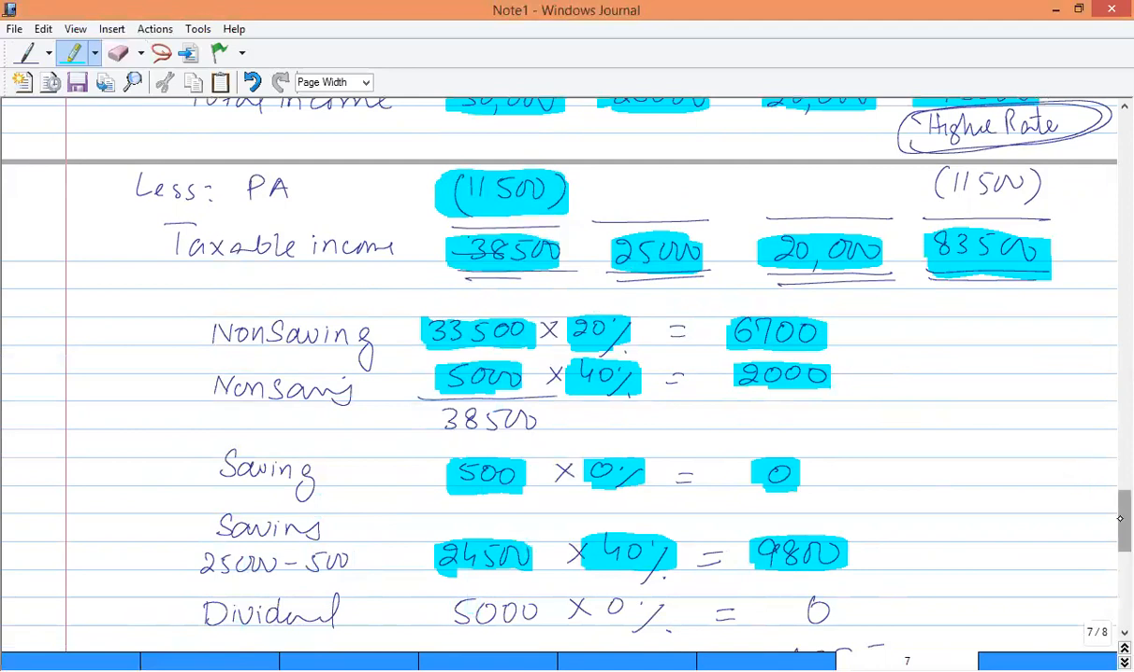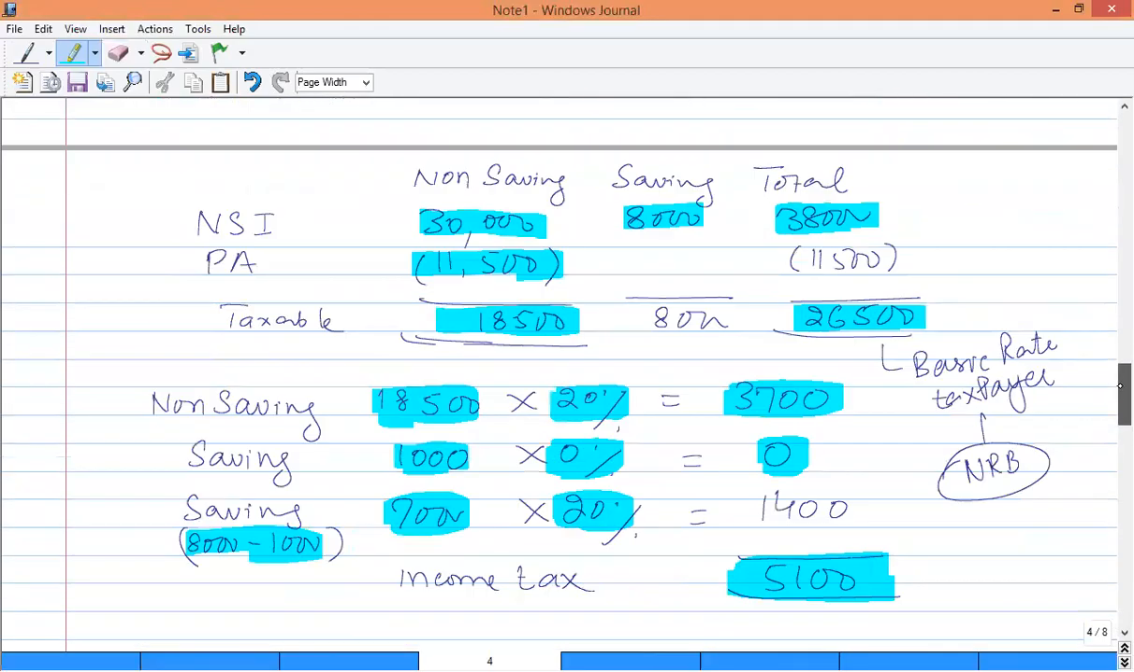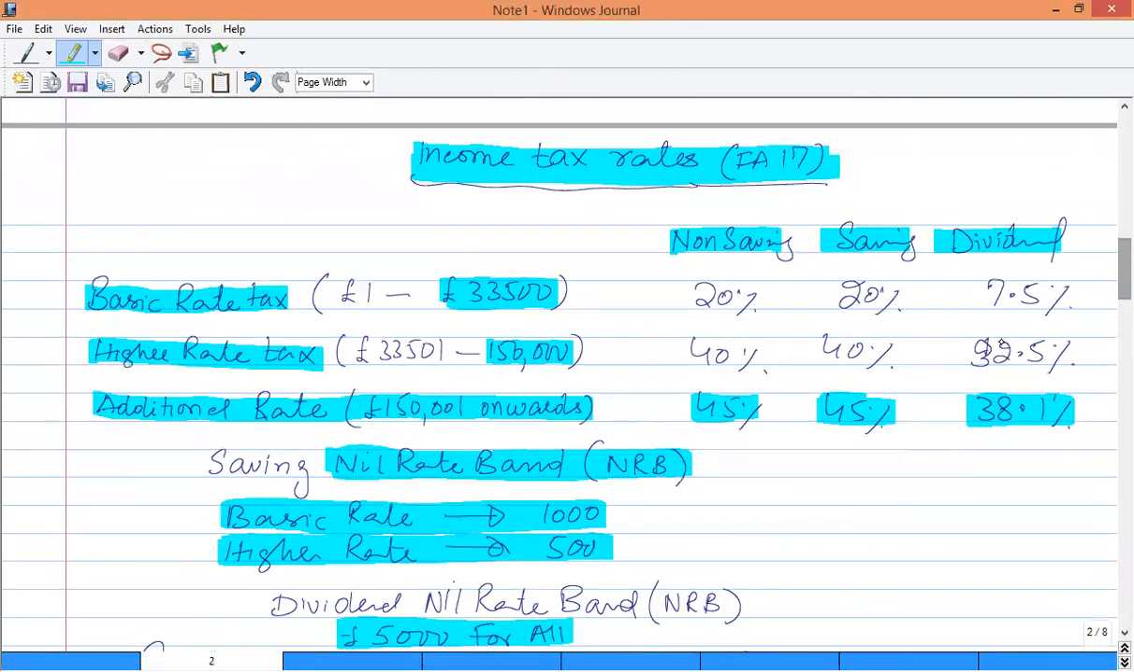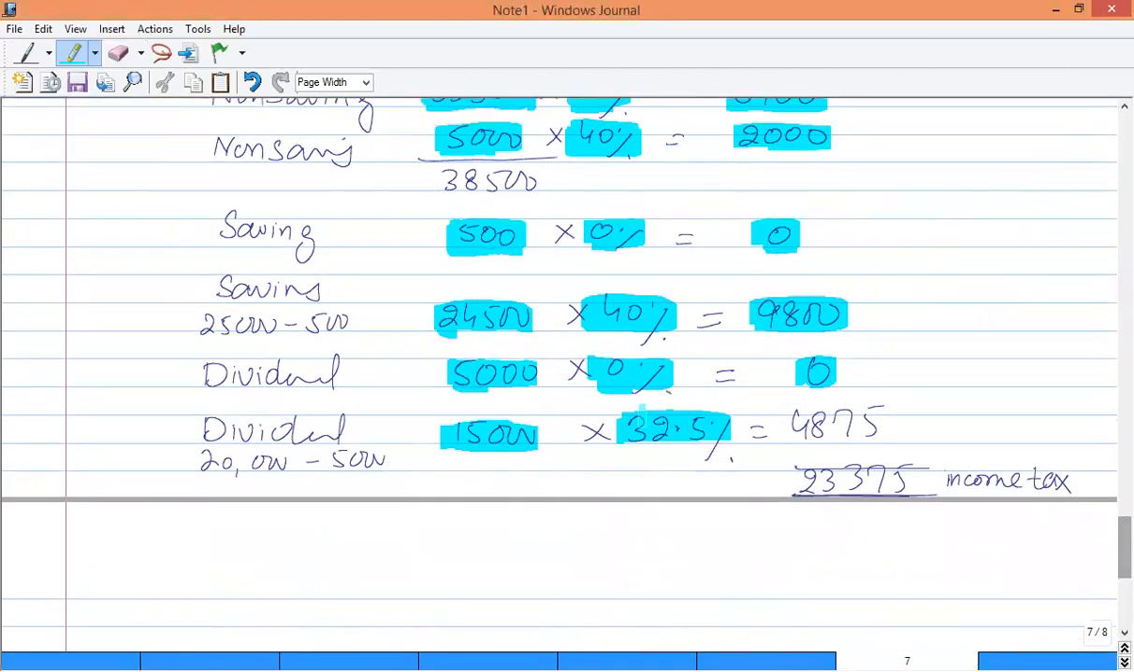The dividend nil rate band is 5,000. So the first 5,000 of dividend is always taxed at 0%, and the remaining dividend income, 20,000 minus 5,000, is taxed at 32.5%. Why? Because the rate of dividend in the second category is 32.5%. So we apply 32.5%, and the tax on dividend is 4,875. So the total tax liability of this individual having saving income, non-saving income, and dividend income is 23,375.